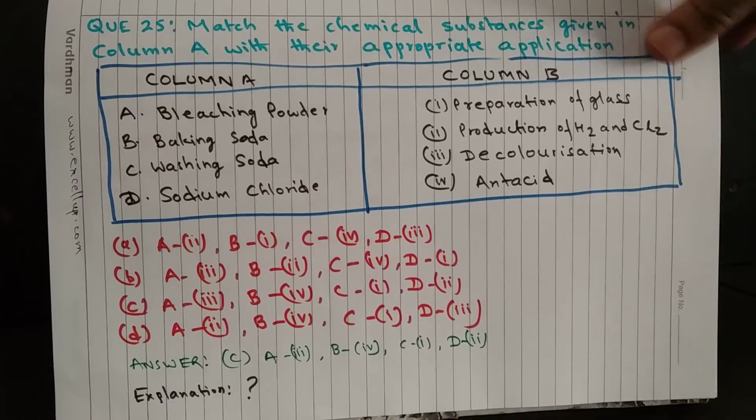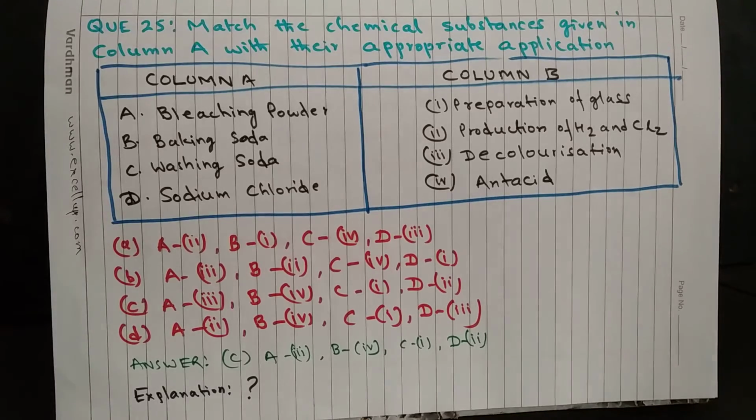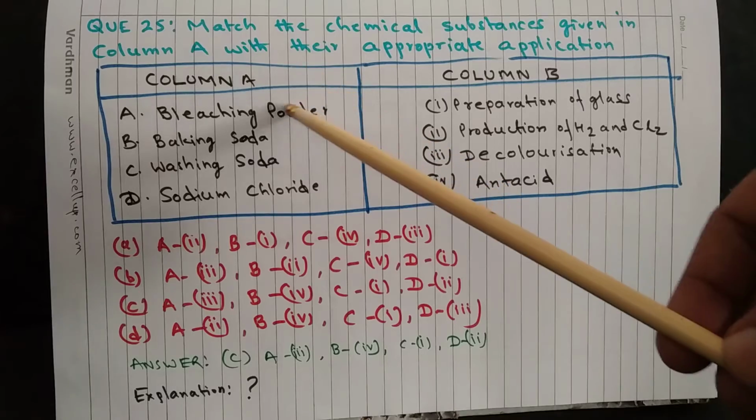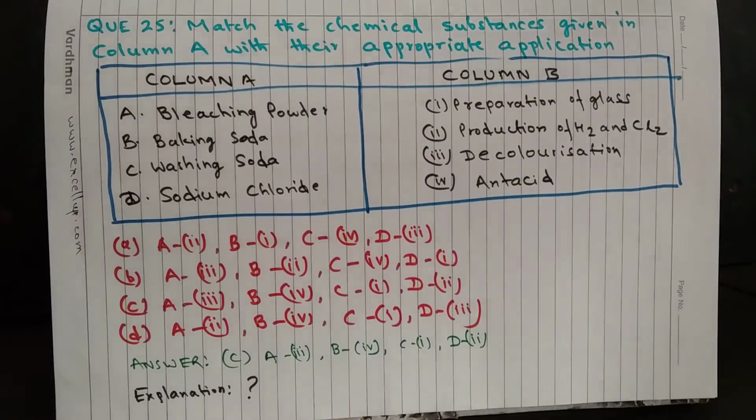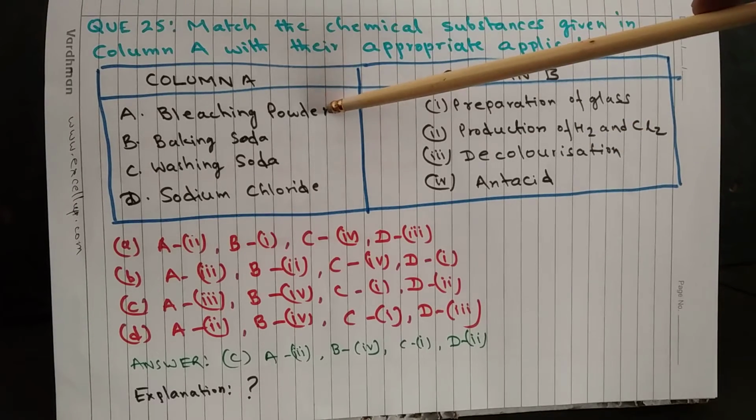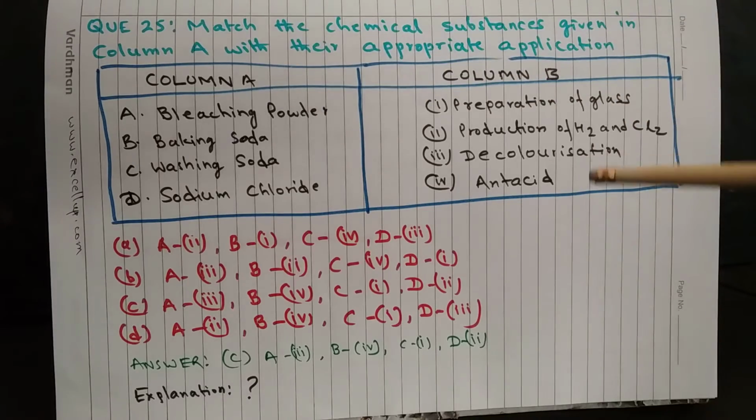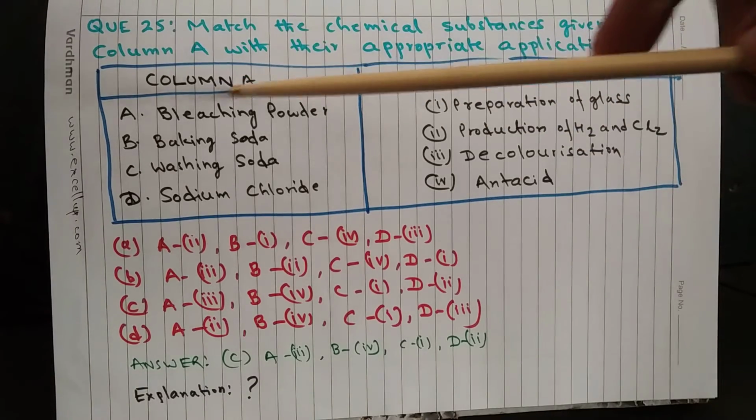Question 25. Match the chemical substances given in column A with their appropriate application. Column A has bleaching powder, baking soda, washing soda, sodium chloride, and here we have the applications: preparation of glass, production of hydrogen and chlorine, decolorization, antacid. Bleaching powder is used for bleaching, that is for decolorization. So A matches with 3.